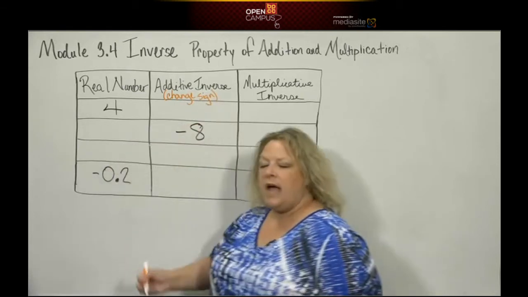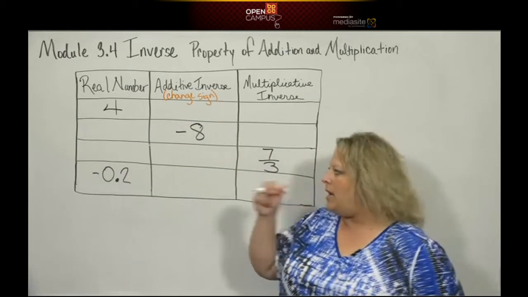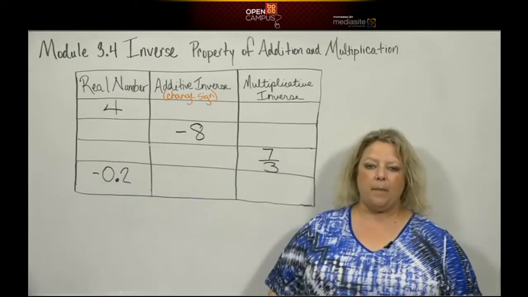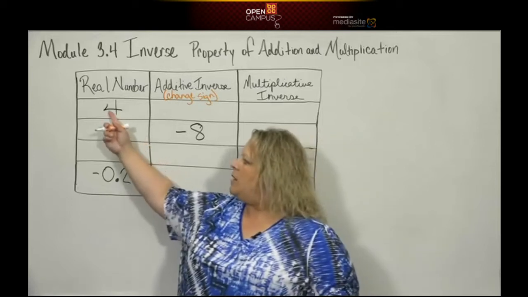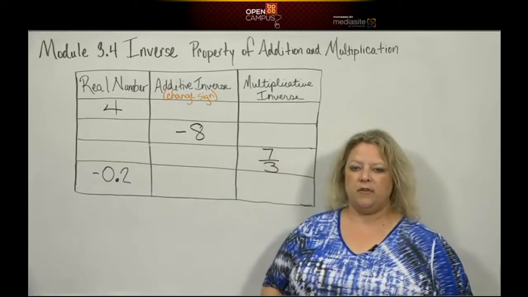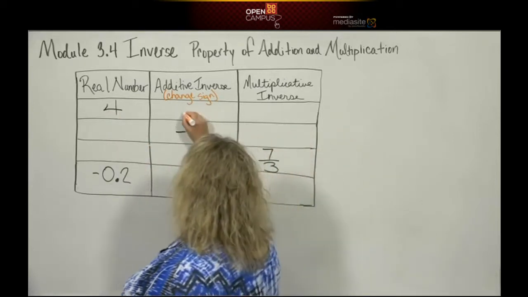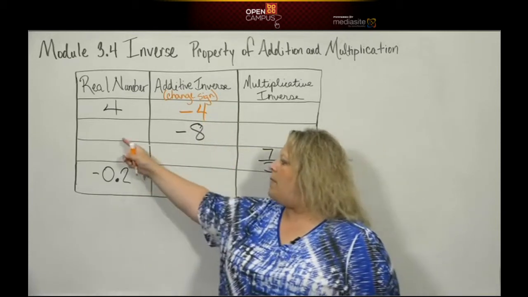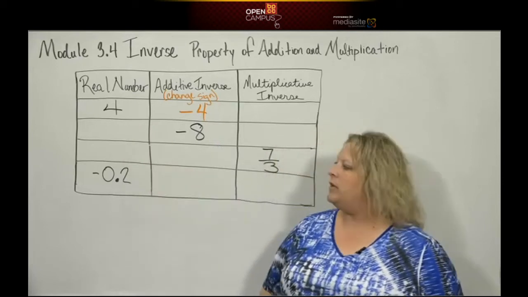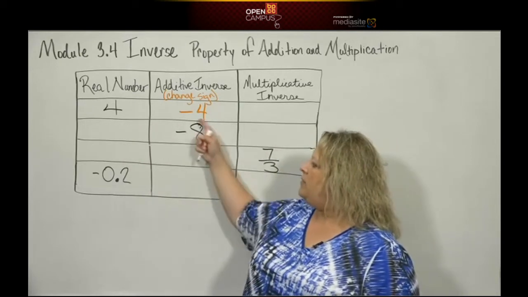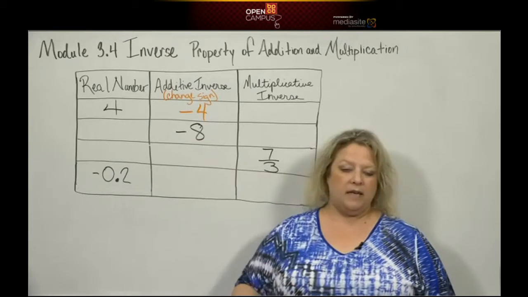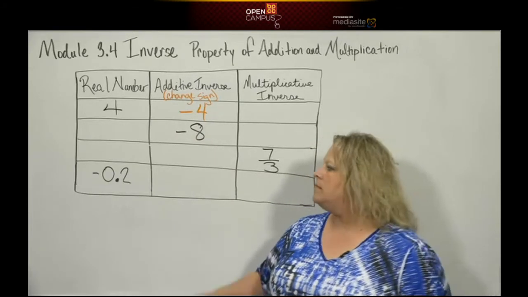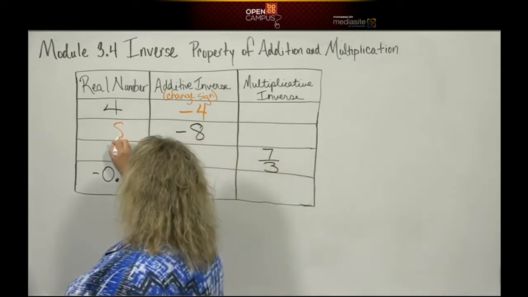So that means if I want the additive inverse, I have to take whatever number I gave you in the real number column and change his sign to be the opposite sign. So if I'm given the number 4, what would the additive inverse be? -4, that's right. So going down, I'm missing the real number over here. If I gave you that -8 is the additive inverse, what would the original be? That's right, it would be +8. Very good.